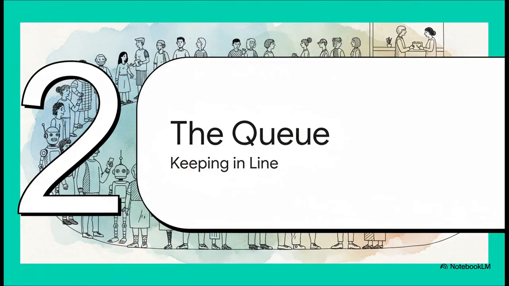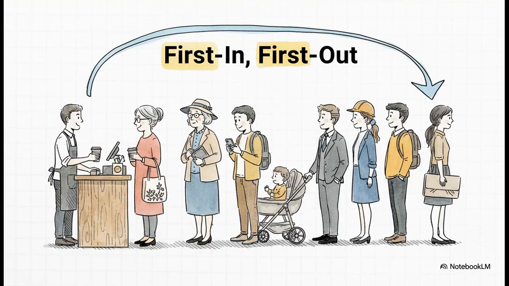All right, that's the stack. Now let's kind of flip the script and look at its counterpart. If stacks are all about reversing order and going backwards, our second concept, the queue, is all about preserving order. And the analogy here is something we all know well, a checkout line at a store. The first person to get in line is the first person who gets to the cashier. The line maintains a sense of fairness, of order.